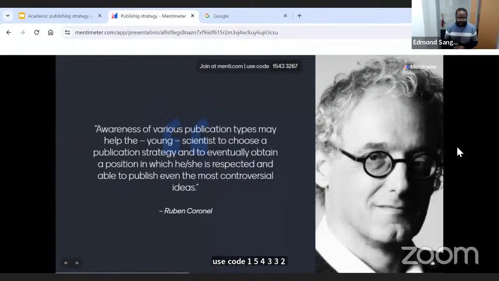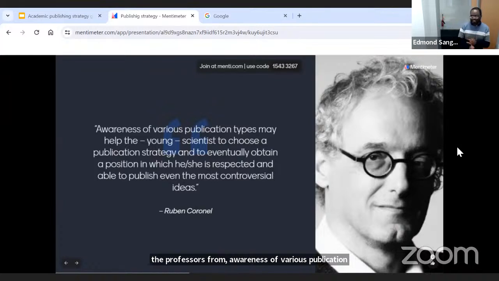Here's a comment by one of the professors from Amsterdam, Ruben Cornell. He says, awareness of various publication types may help the young scientist to choose a publication strategy and to eventually obtain a position in which he or she is respected and able to publish even the most controversial ideas. I really loved this quote from this paper, Publishing Frontiers by Ruben Cornell, because it captures the importance of publication type.